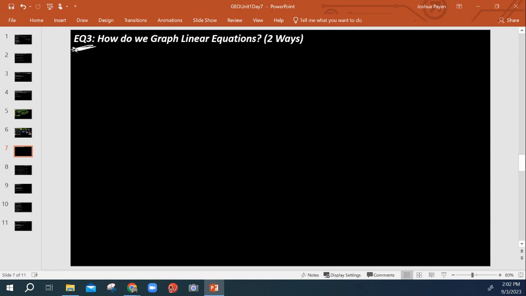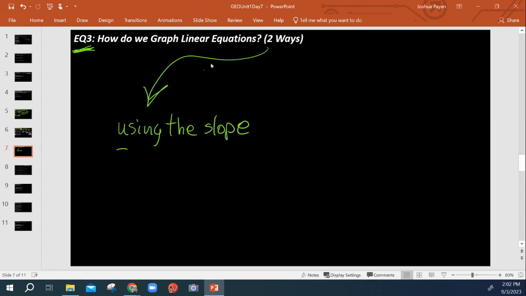So pretty much we're looking at this EQ, and that is not the color that I want to write in. We are going to be talking about two different ways that we can graph linear equations or linear functions. You're going to hear me refer to it in either way. One way is using the slope and y-intercept, meaning we need to be in f of x equals mx plus b, slope-intercept form. That's one way we're going to do it.